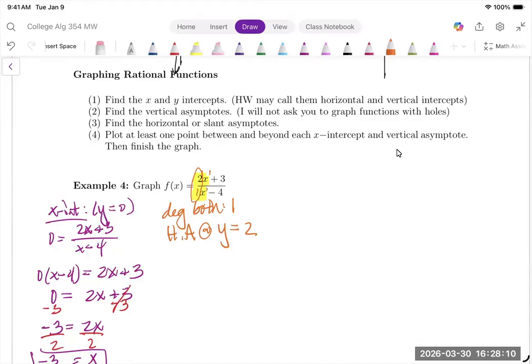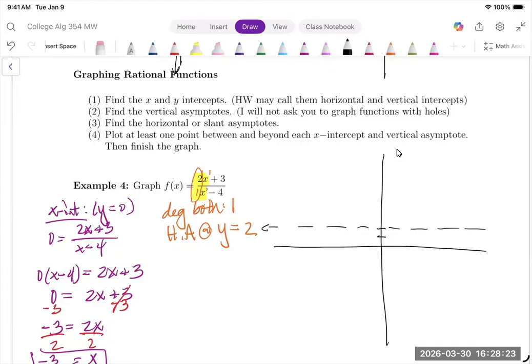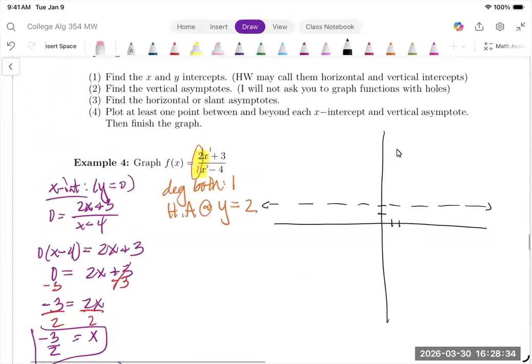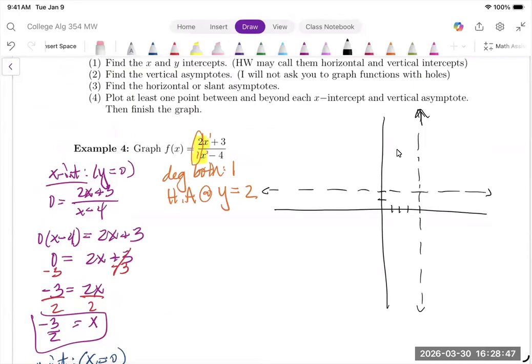And then, okay, plot 1 point. What I like to do is slap down some axes. And then I'll do my asymptotes. Because remember, your boomerangs, your graphs, are basically following the paths of your asymptotes. So here's my vertical asymptote at 4. And then we have an x-intercept of negative 3/2.